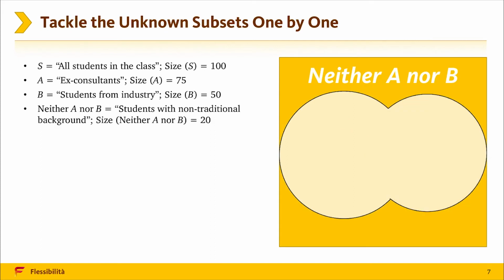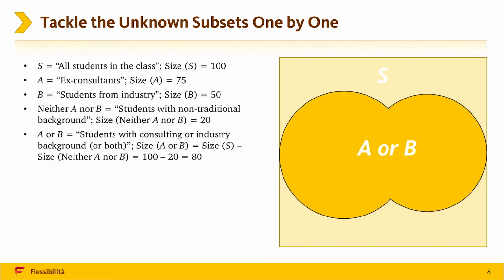At the next step, consider the set within S but outside of A and B. It is called complementary to the set A or B. We know that its size is 20 people. Now we are ready to compute some unknown sizes of the sets. Set A or B, students with consulting or industry background, or both. Its size is equal to S minus the size of its complement, namely 100 minus 20 equals 80 people.